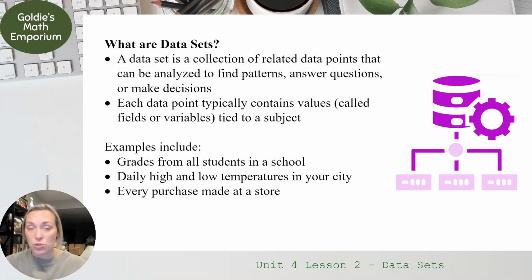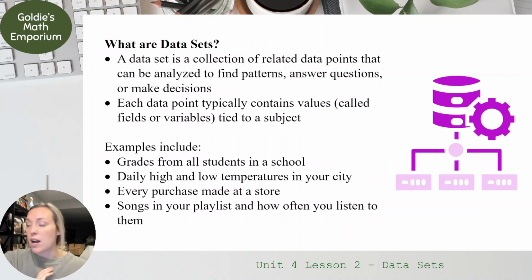Purchases made at a store, right? How much was purchased in terms of cost, or how many items were purchased in terms of quantity of items. There's a lot of data points that come up in everyday purchases, or even songs that you are playing, right? Songs in your playlist, how often you listen to them, etc. There's a lot of information being gathered just whether you're using Spotify or YouTube. Okay, so these are all examples of data sets, data we can gather and have on individuals.